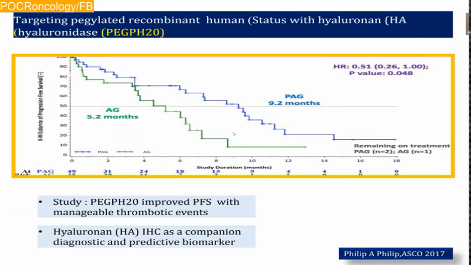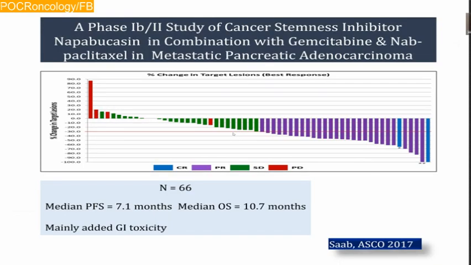Now, hyaluronan is available in our normal body, in the skin, and basically in the joints, and it makes a gel. This gel, when attached to the fibroblasts, will compress the vessels and decrease the delivery of the therapy to the cells, and Dr. Philip presented this data in 2017, and as you can see, there is almost a 4-month improvement in progression-free survival. This leads exactly to a phase 3 trial, and we hope hyaluronan will be a diagnostic as well as a predictive biomarker in metastatic pancreatic cancer.